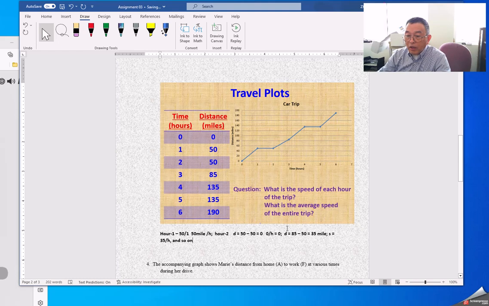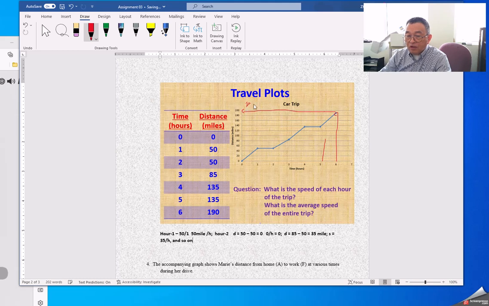Okay, and here's another question, which is very important. This is the trip to Washington, D.C. What is the average speed of the entire trip? For the average speed of the entire trip, you basically get the whole distance. You go vertically, the entire trip goes all the way to 190. So here is 190.